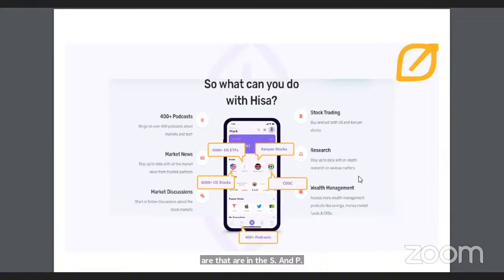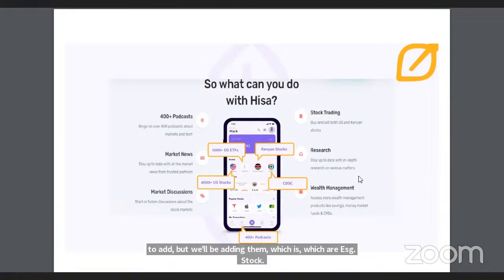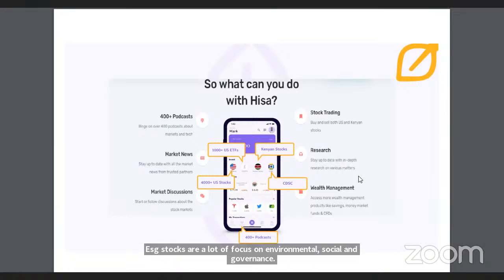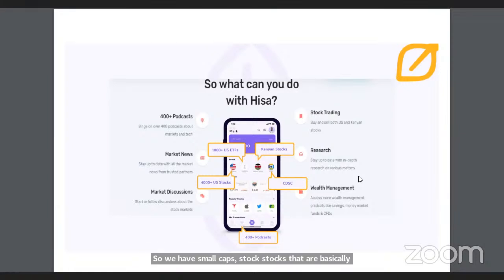Then we have some categories which we are yet to add, but we'll be adding them, which are ESG stocks. These are stocks that have a lot of focus on environmental, social, and governance. Then we have small cap stocks, which are basically stocks trading at very low valuations. Penny stocks, I've talked about penny stocks. In the US market, these would be stocks that are trading below 5 USD. Then we have funk stocks. Funk stocks are a category of 5 stocks which are tracked together.